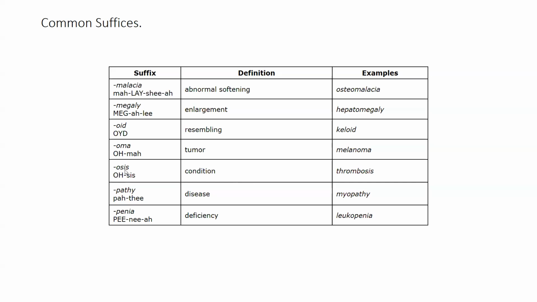Osis is a condition. Thrombosis is a condition of blood clotting. Pathy, we saw before, that means disease. So myopathy, notice that the emphasis goes on the o here. Myopathy means a disease condition of the muscles. Penia means deficiency. So leukopenia means a white deficiency, but that's what it means literally, but in practice it means a deficiency of white blood cells.